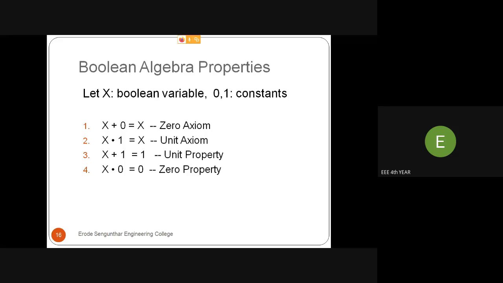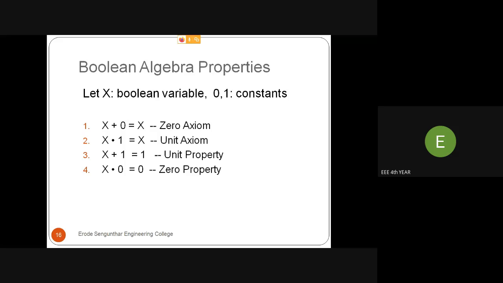Boolean algebra properties. Let x be a Boolean variable; 0 and 1 are constants. Now x is a Boolean variable, in the sense that it may be 0 or 1. X plus 0 is equal to x. So x plus 0 is equal to x, and x into 1 is also equal to x. Now x plus 1 is equal to 1.